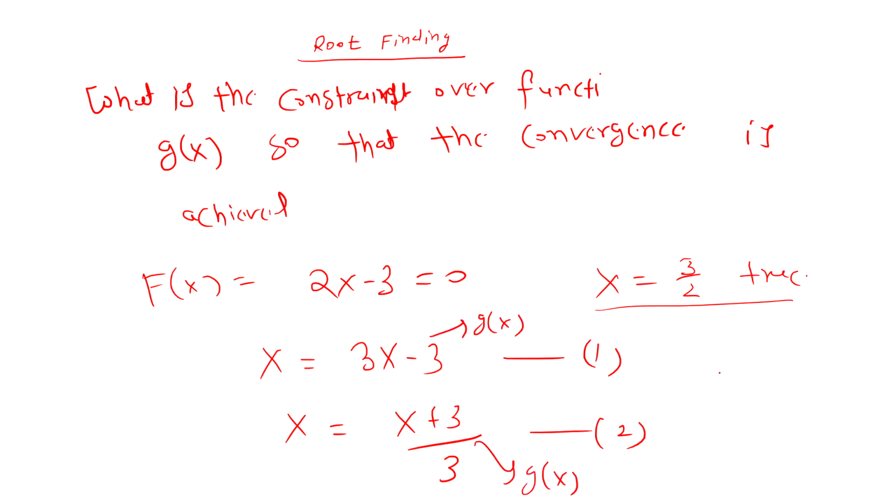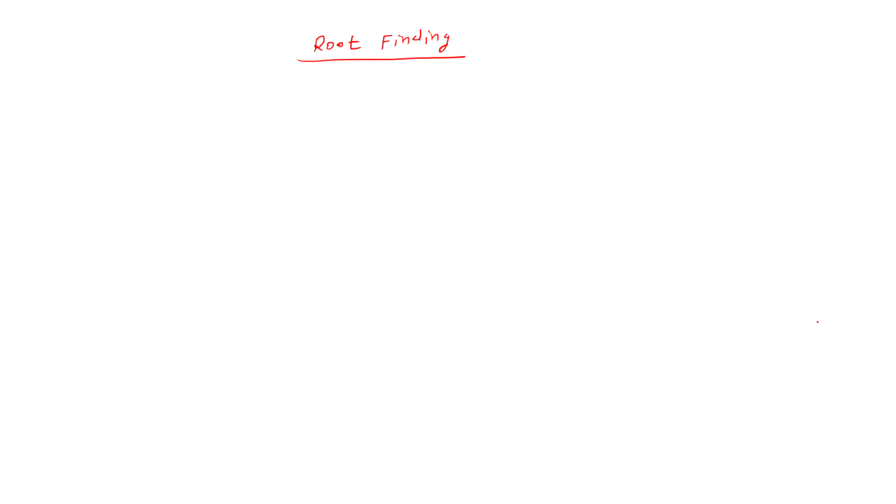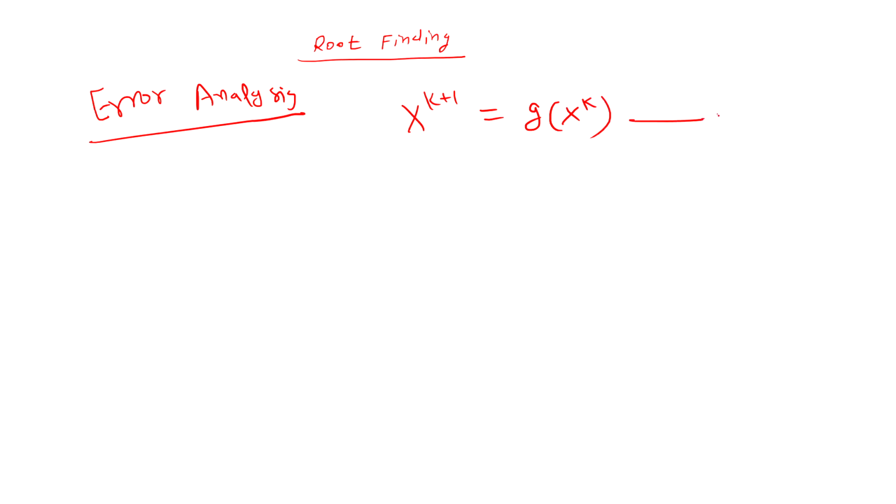Then what is the constraint on this g of x so that this approach, fixed point iteration, converges? That we will understand by error analysis. So in the next slide we are going to do that. This is my error analysis. So let us understand this with the help of this error analysis. We have x k plus 1 is equal to g of x k.